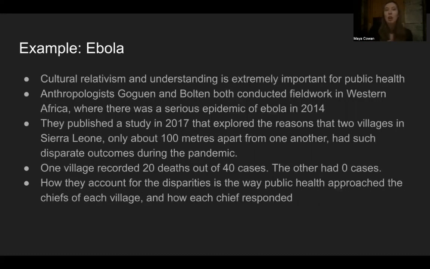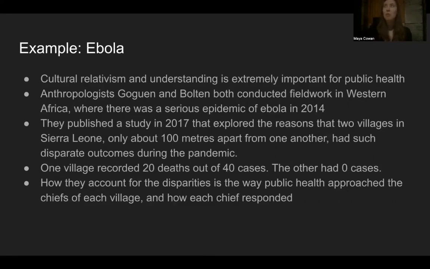Just to give one example about this: Ebola. You may or may not be too young to remember this, but back in 2014, there was a really serious epidemic of Ebola in Western Africa. There were two anthropologists, Gogin and Bolton, who both conducted fieldwork in Western Africa.